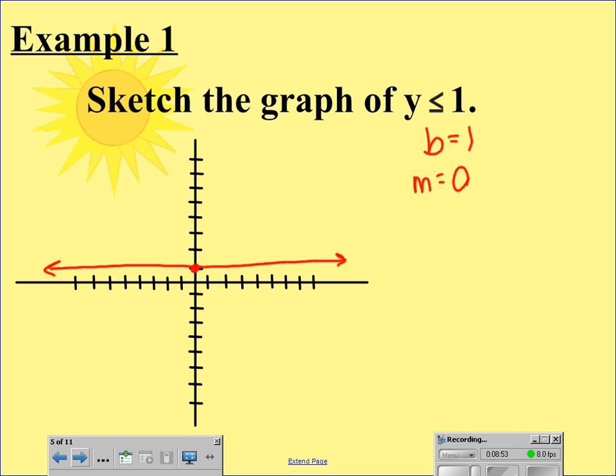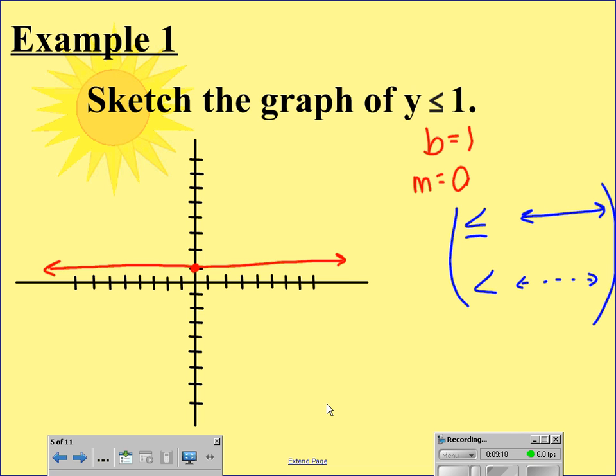Now, I just drew that line. Do I have to do a dashed or solid? Solid. Why solid? Because it's less than or equal to. If it was just less than, I would have to do dashed. But since it was less than or equal to, I could do solid. So we're done with step 1. Let's go ahead and move on to step 2.